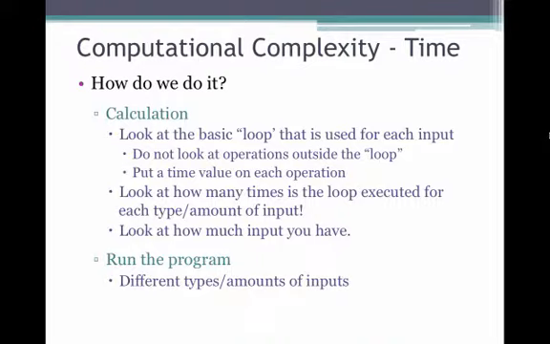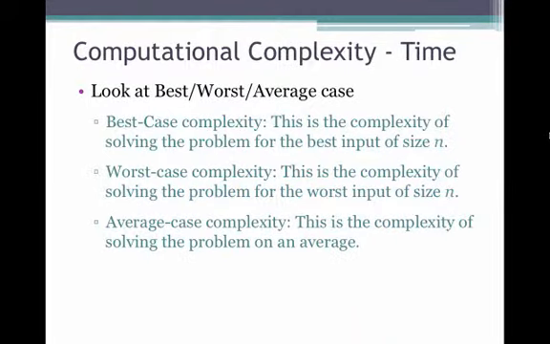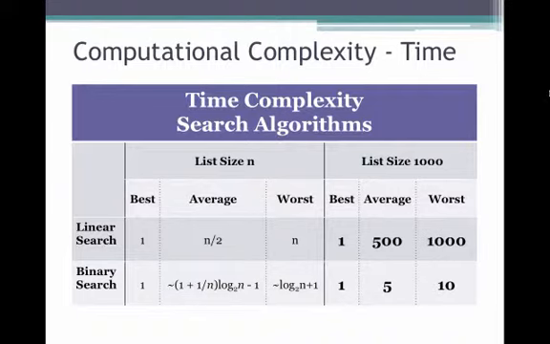Or you can run the program for different types or amounts of inputs. You end up looking at a best, worst, or average case. The best case is the case of the time complexity of solving the problem with the best input size. The worst case uses the worst input size, and the average case is just the average amount of time it takes to run any problem. Let's take a look at the time complexity for the two search algorithms we saw in the search algorithm video.